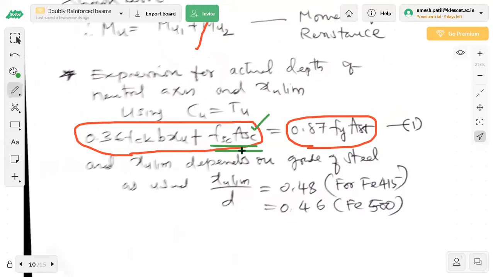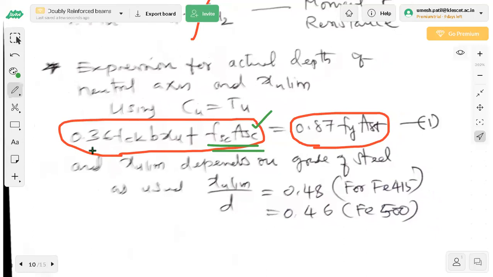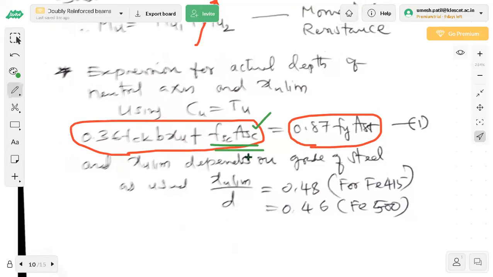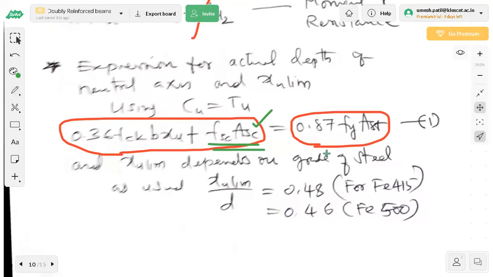This one is extra. Now you look at this formula and compare it with a singly reinforced section. This term is not there. The term which I have shown in green will not be there if the section is singly reinforced.